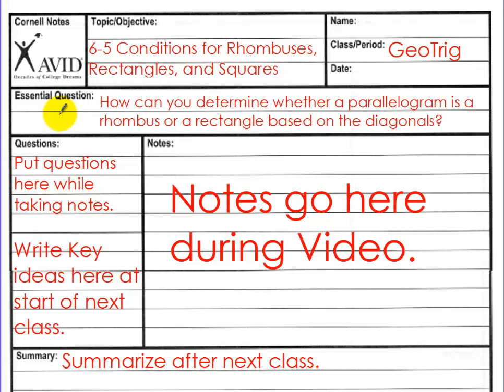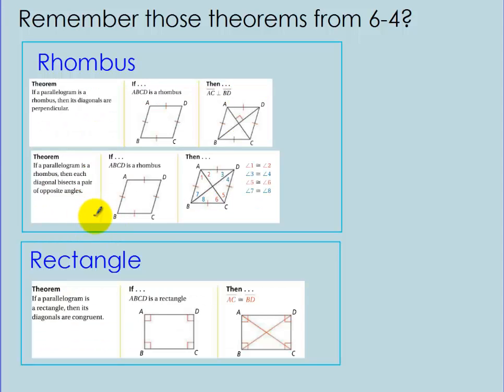Welcome GeoTrig. This is section 6.5, conditions for rhombuses, rectangles, and squares. The essential question is, how can you determine whether a parallelogram is a rhombus or a rectangle based on the diagonals? Let's begin.